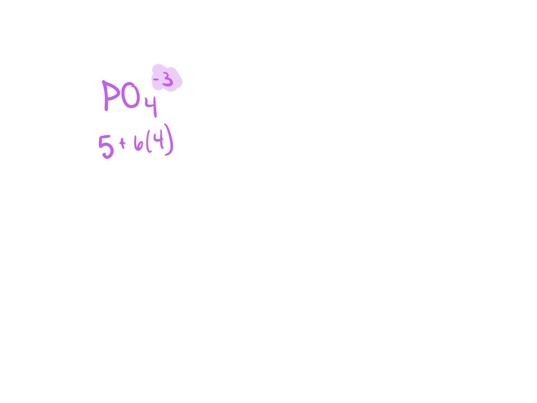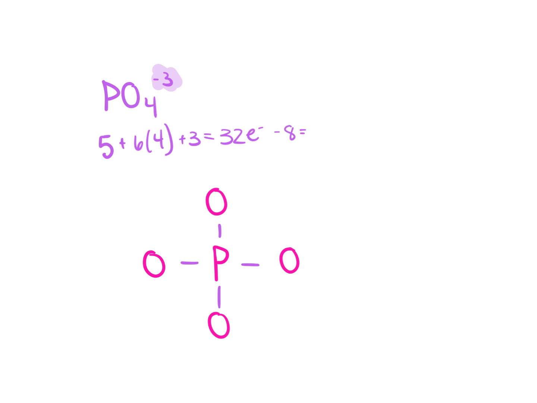Okay, so how about our central atom here? What do we think it's going to be? Phosphorus. It's going to be phosphorus. I'm going to have 4 oxygens around the outer edge. I'm going to bond, bond, bond, bond. Out of my 32, I've used up 8, which leaves me with 24 electrons.